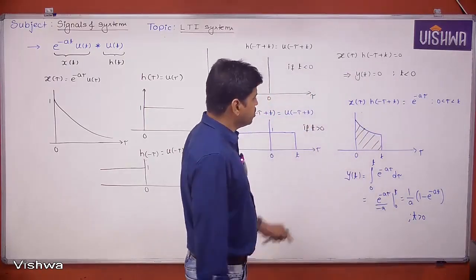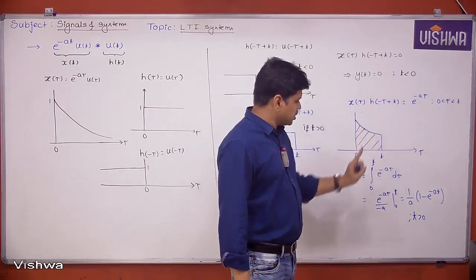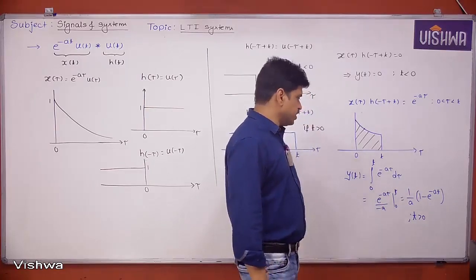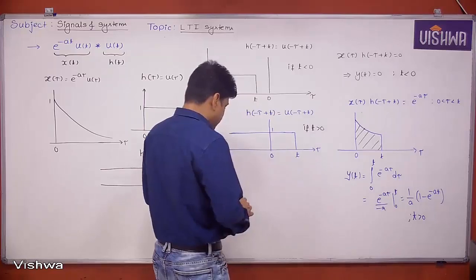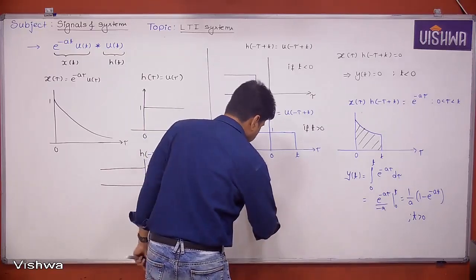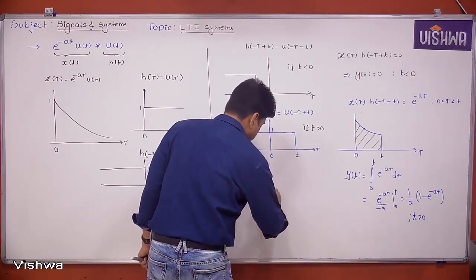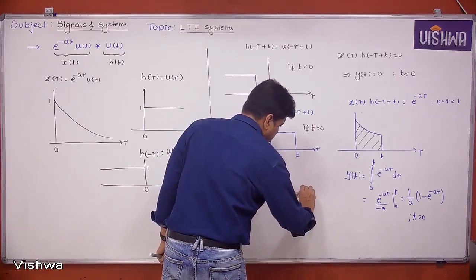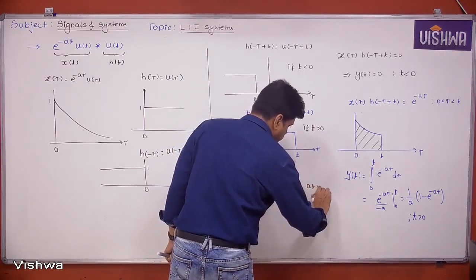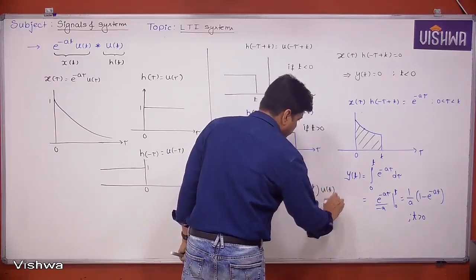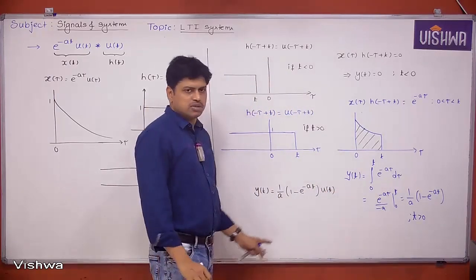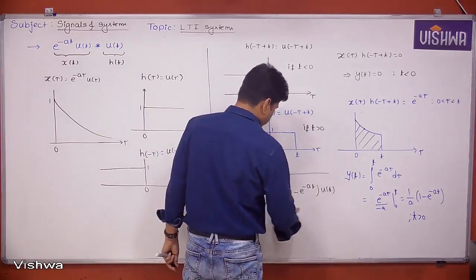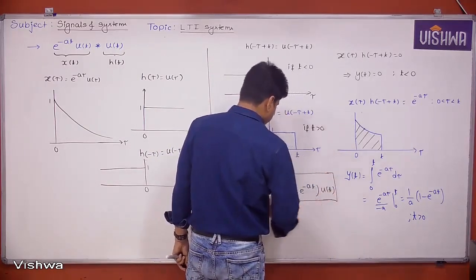So in simple terms, y of t is equal to 0 for t less than 0, and y of t is equal to 1 by a into 1 minus e power minus a t when t is greater than 0. So finally I can write y of t is equal to 1 by a into 1 minus e power minus a t, times u of t. What does u of t indicate? It exists only for positive values of time. Okay, so this is the graphical procedure, how we can apply it.